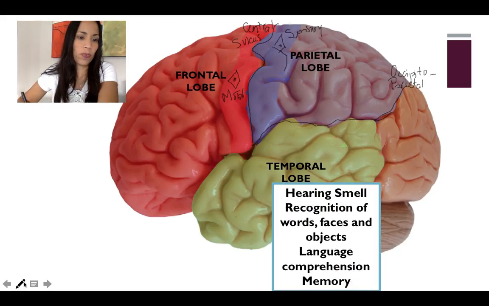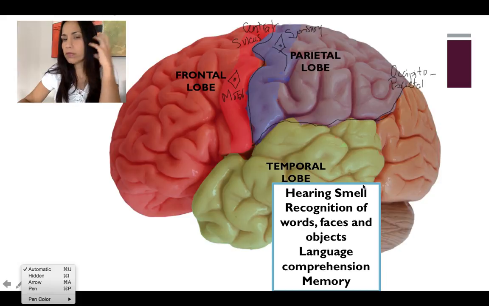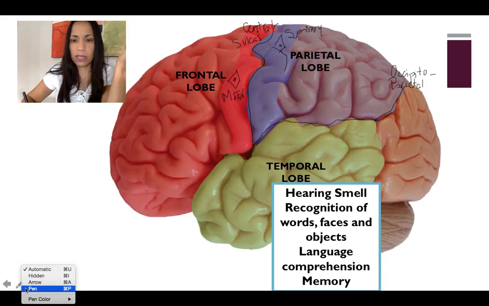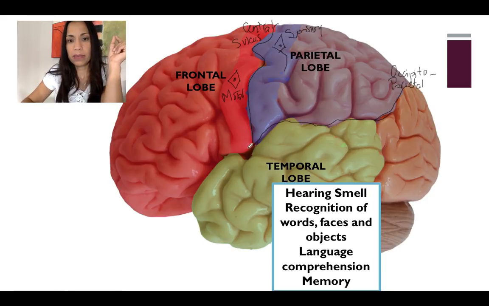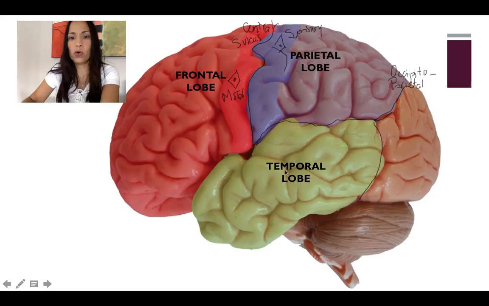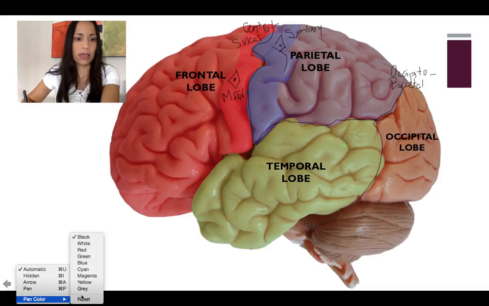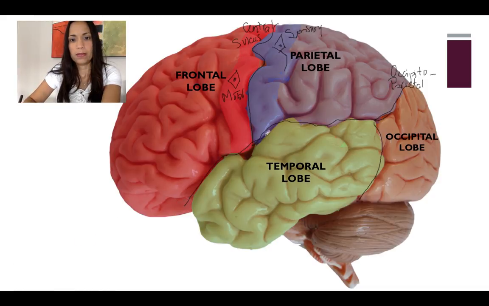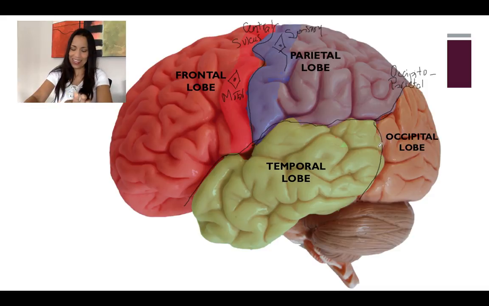And the temporal lobe first deals with hearing, since it is right over your ears, with smells, and here is recognition as well of faces, objects and words, language comprehension, and memory. What are the boundaries of this lobe? Posteriorly we have the occipital lobe, and superiorly are the parietal and the frontal lobe.